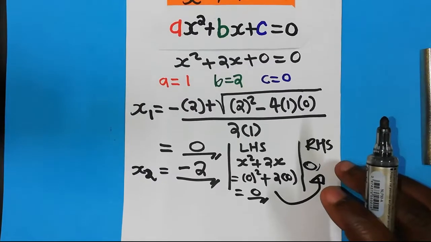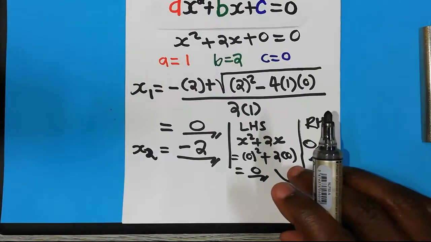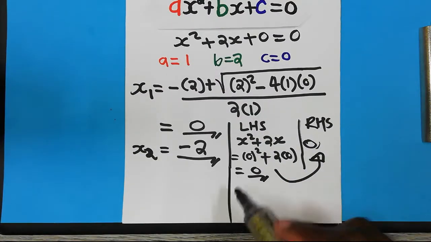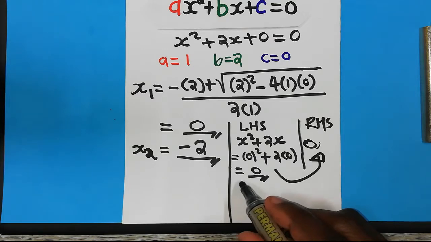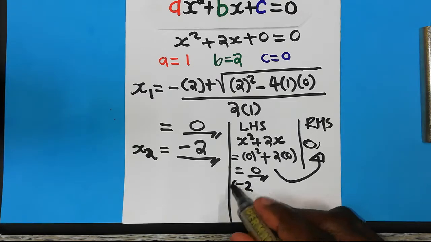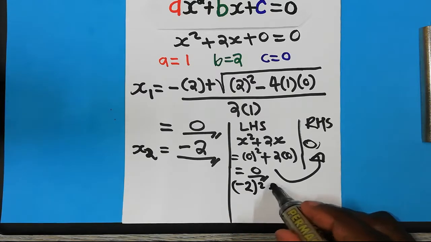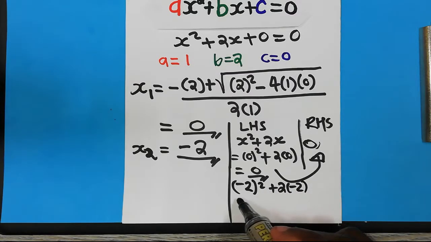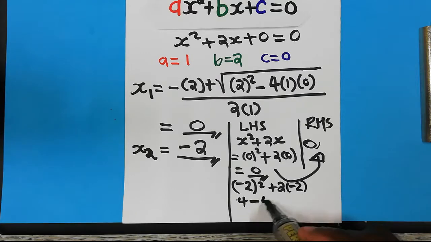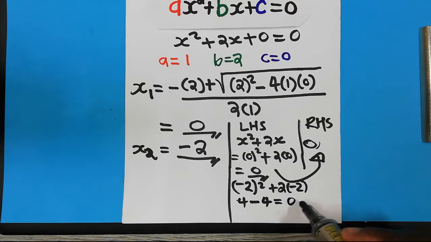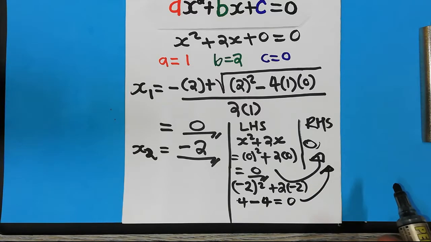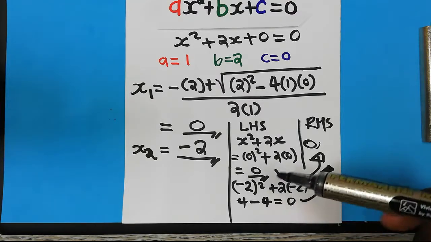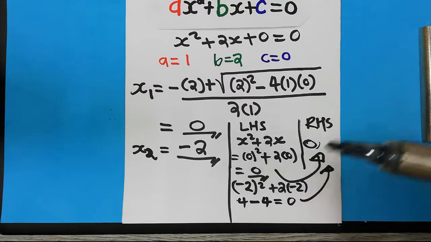Great. Now let's replace x with -2. So if we replace -2, we'll have something like this. So this one will be a 4, then this one will be -4. So the answer will be 0, which is the same as the one on the right-hand side. Good. So it means that whatever we did is correct. Let's move to the last one.